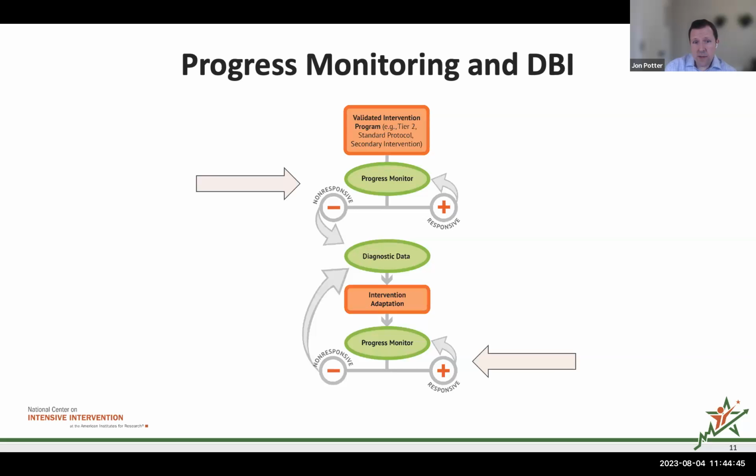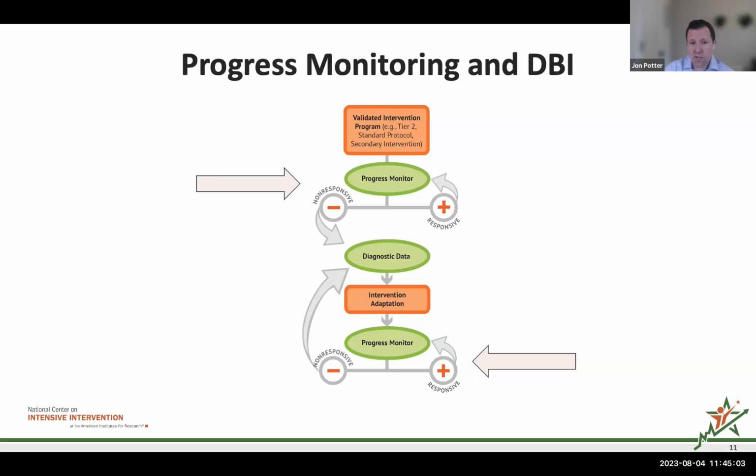So progress monitoring and DBI, if you attended the opening session, or if you're familiar with DBI, it occurs in a couple of different places. Obviously at the top there, after we deliver that validated tier 2 standard intervention, we're going to monitor progress to see if we need to intensify. And then even if we do need to intensify, we're going to deliver an intervention adaptation, and we're still going to monitor progress. So again, progress monitoring should be tied to interventions. Whenever you're delivering an intervention, there should be a progress monitoring plan as part of that, both for students with disabilities and for students who don't have identified disabilities. If students are receiving an intervention anywhere, they should be receiving progress monitoring.